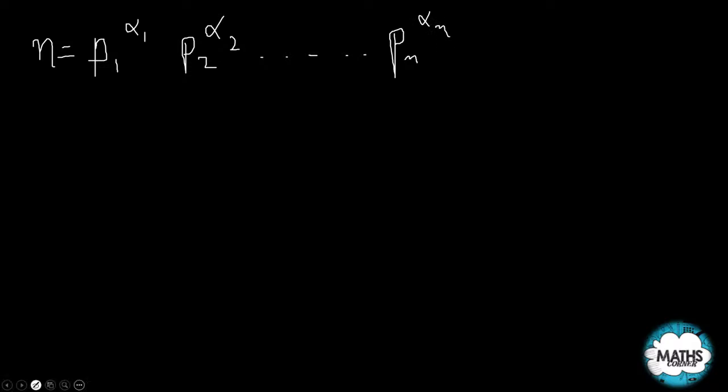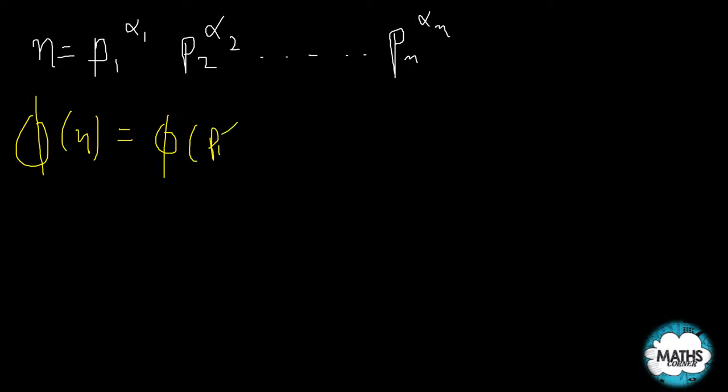Now I will calculate phi of n. First of all, let me assume that n is a number, and after doing its prime factorization, I got p1 to the power alpha 1, p2 to the power alpha 2, p3 to the power alpha 3, and so on till pn to the power alpha n. This is just the prime factorization of n that I got. Now what will be my phi of n? My phi of n will be phi of p1 power alpha 1, p2 power alpha 2, and so on.